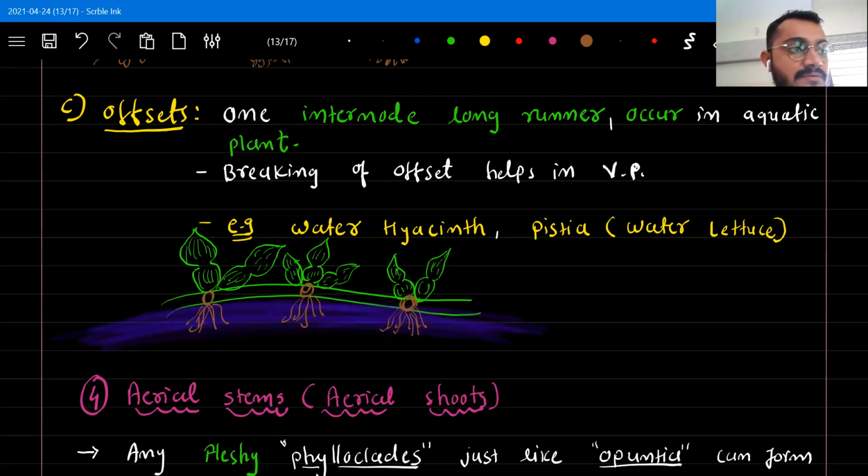Now the example, you know it very well. The water hyacinth, also called the Bengal terror. Second example is Pistia, or it is called the water lettuce. These are the examples of offsets, which are aquatic plants and grow all over the surface of the water.